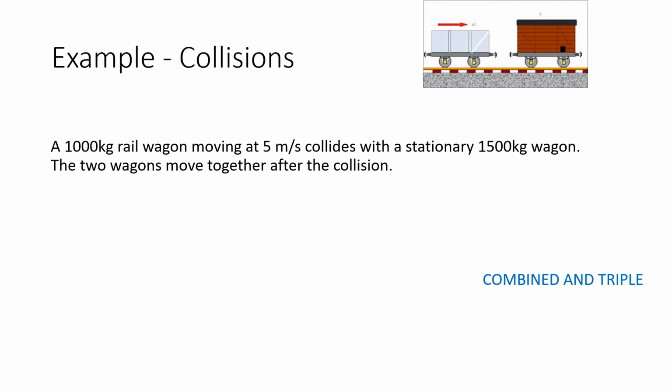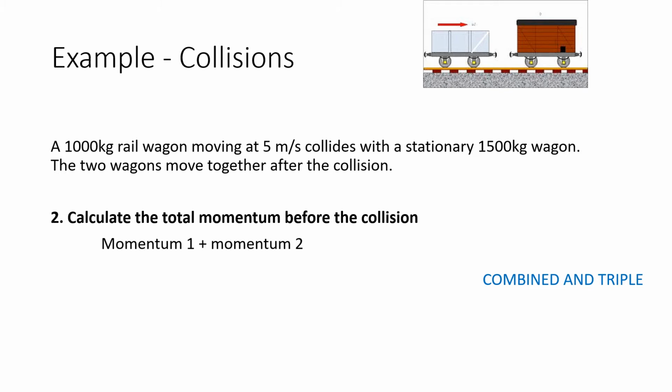The second part of the question asks you to calculate the total momentum before the collision. So we worked out the momentum of the first railway wagon and the second railway wagon, and all we need to do is add the two together. So this gives us a total of 5,000 kilogram meters per second. This could also be on a combined or a triple paper.